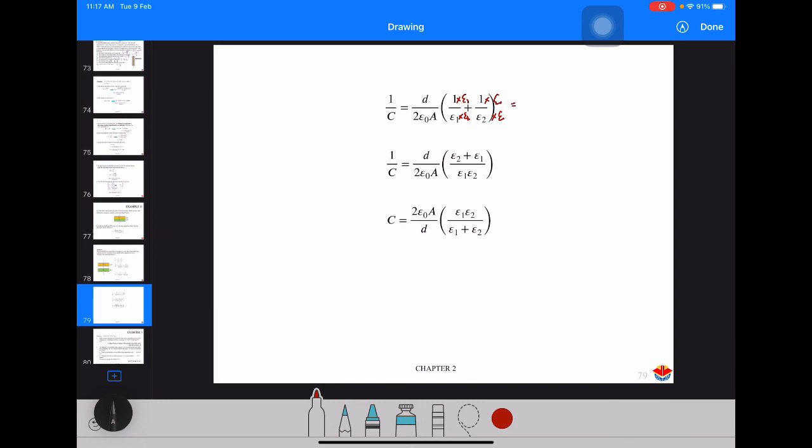So now you end up with D over 2 epsilon naught A, epsilon 1 plus epsilon 2. Excuse my writing there. So this one will be epsilon 2 plus epsilon 1. Then I have epsilon 1 epsilon 2 over epsilon 2 epsilon 1. So now I have a common denominator. I can add straight away epsilon 2 plus epsilon 1 like this. Down here you get this over here.